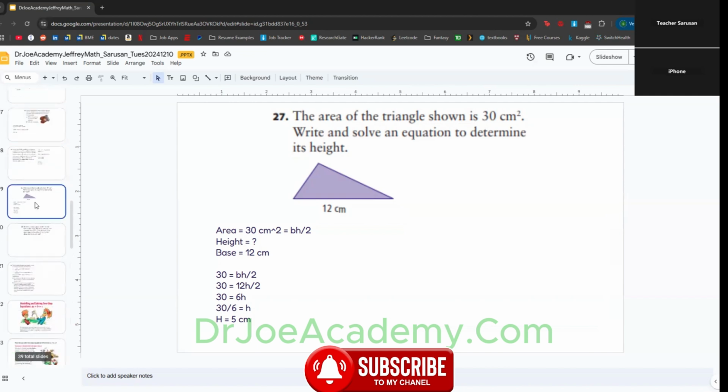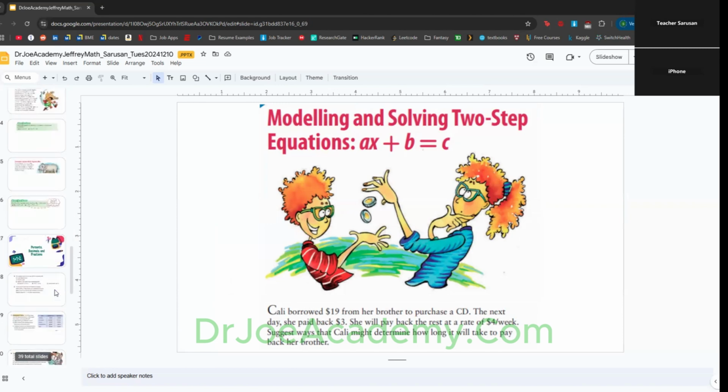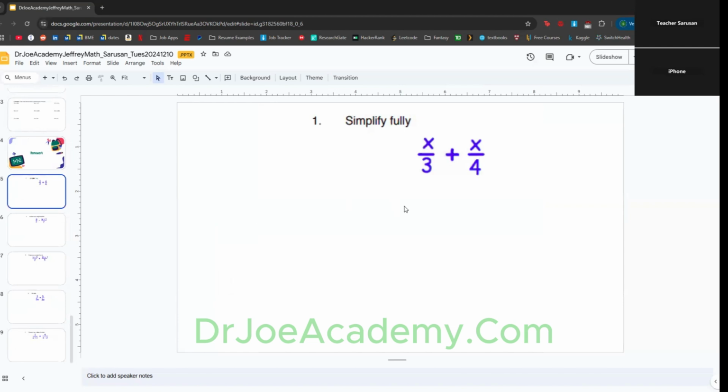I think these were all one operation, one variable. Moving on, I think we're going to work on some double variable equations. That's for next week's class. For your homework, you have a few slides. So I'll leave it here for you to screenshot.